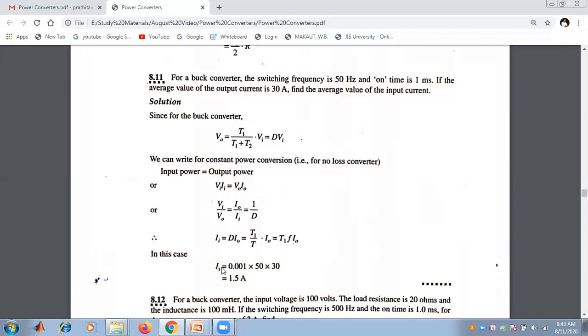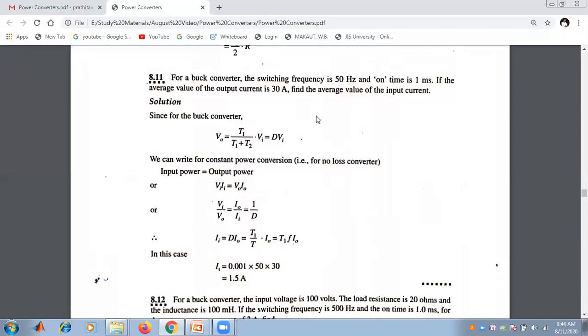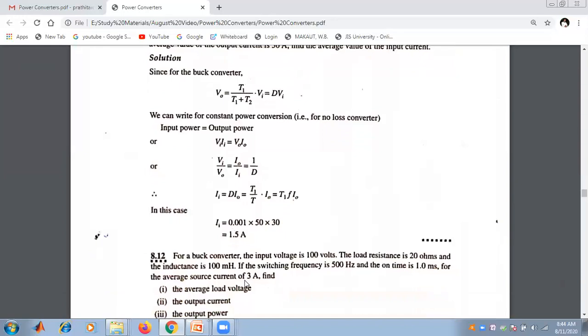In this case, we have to find the average value of the input current. T1 that is given is 1 millisecond, equal to 0.001 second, that is the on time. Chopping frequency is 50 Hz, and the output current is 30. So the average value of the input current is 1.5 ampere.